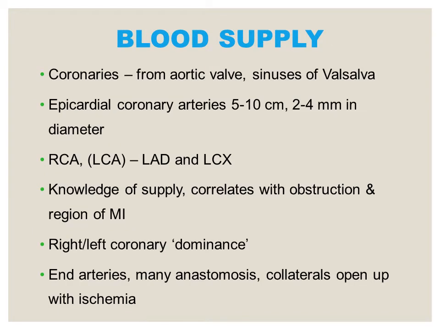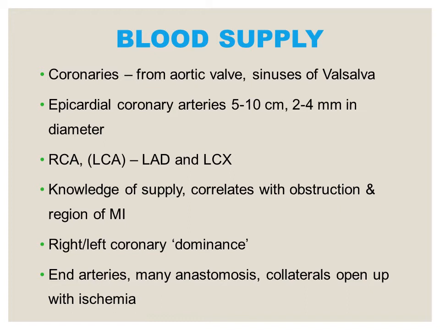Now the blood supply of the heart is supplied by the coronary arteries, and these coronary arteries arise from the aortic valve and the sinuses of Valsalva. So firstly, there are epicardial coronary arteries that are approximately 5 into 10 centimeters size and 2 to 4 millimeter in diameter, and when they penetrate the pericardium, they become the myocardial coronary arteries. And the two main branches of the coronary arteries are the right coronary artery and the left coronary artery.